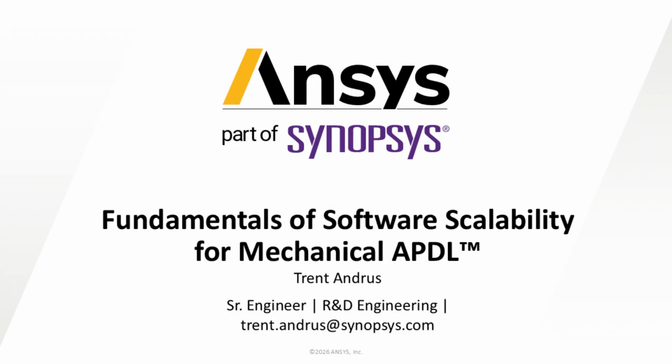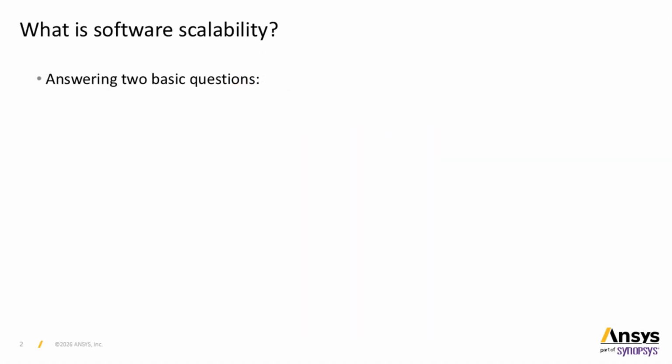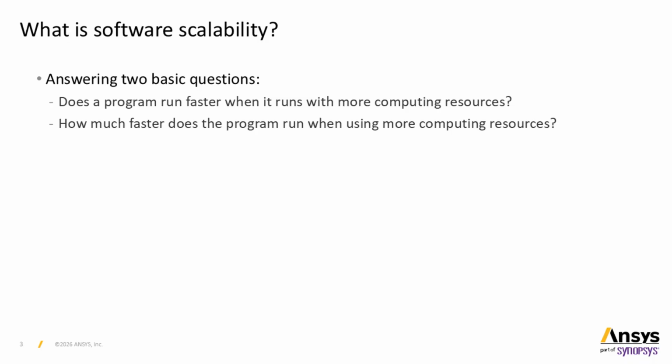I work on high-performance computing and software development for the Ansys Mechanical APDL application, commonly referred to as MAPDL, at Synopsys. In this short talk, I'll cover what software scalability means for MAPDL and what speedup looks like in practice. Why does this matter? Well, maybe you want results faster. Maybe you already have access to an HPC cluster, but your model isn't running faster with more cores. All of this comes back to scalability. Does your job go faster with more resources, and how much faster?